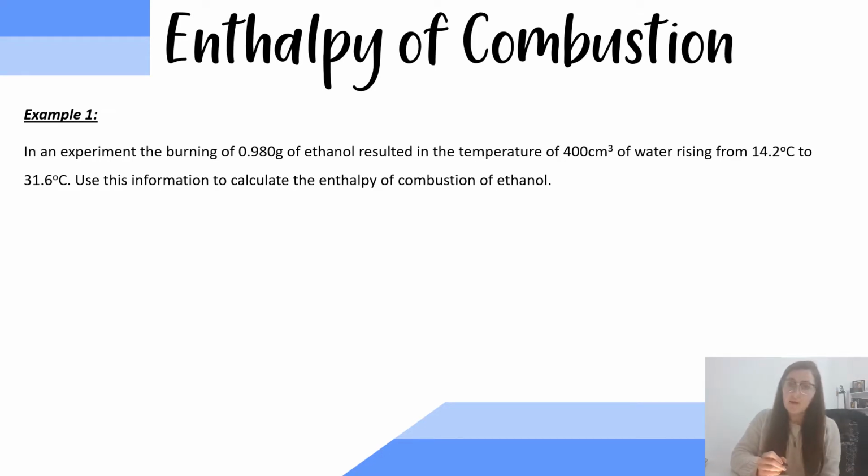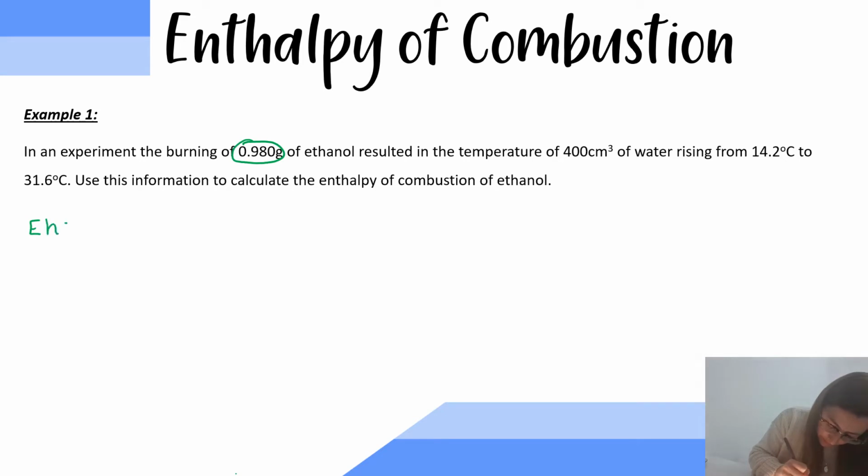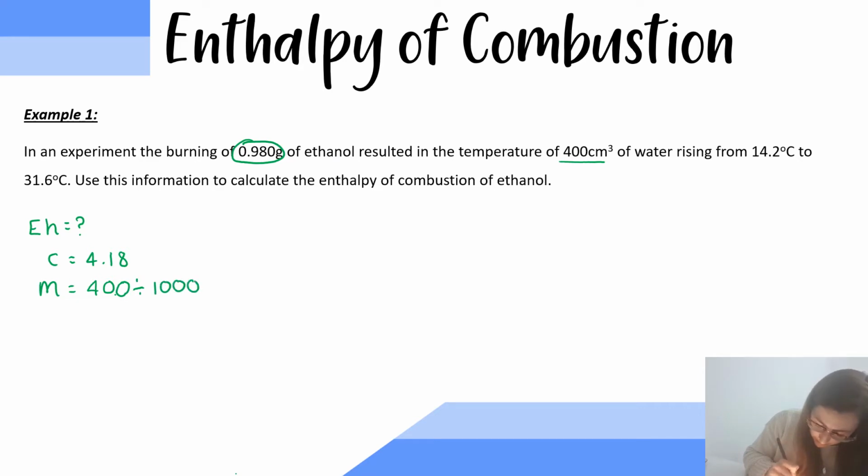So, before we calculate enthalpy of combustion, the first thing we have to calculate is how much energy is released when the 0.980 grams is burned. And to do that, we use EH equals CM delta T. So our EH is what we'll be trying to calculate. Our C is 4.18. Our M is the mass of water, which is 400. And we need to get that into kilograms, so we divide it by 1,000, 0.4.